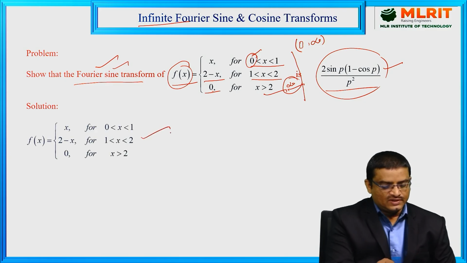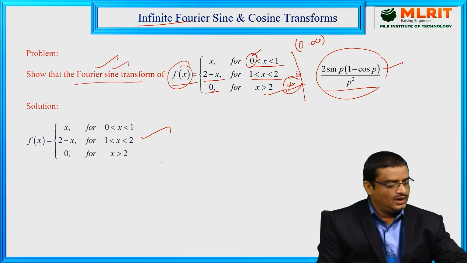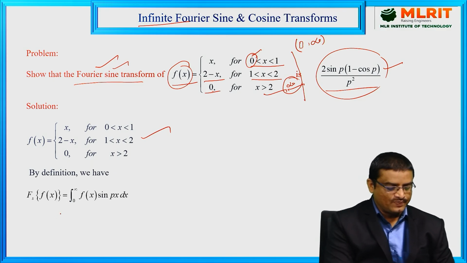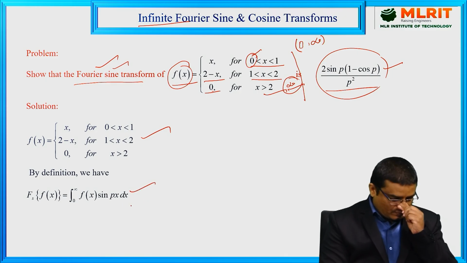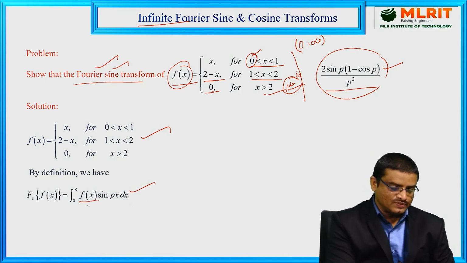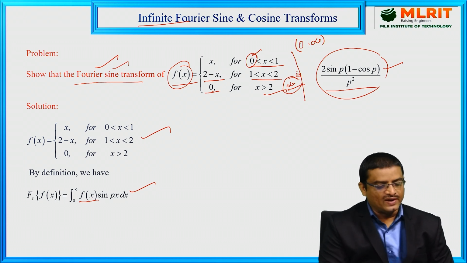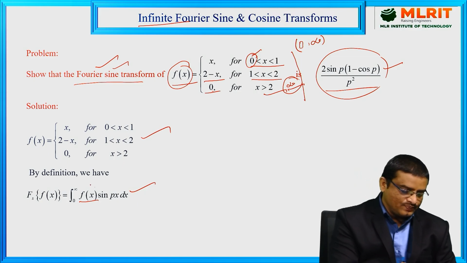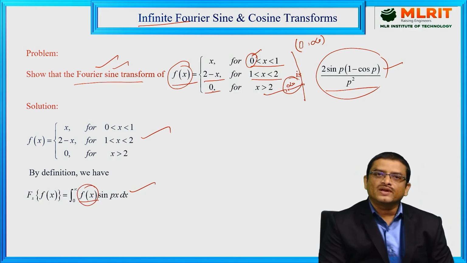So this is the function he has given, and take the formula. By definition, this is the standard formula for the infinite Fourier sine transform. Now, in the previous problem we had only a single value for f of x, so we substituted f of x directly, as in the previous videos where you found the infinite Fourier cosine transform. But in this problem we have multiple values for f of x.